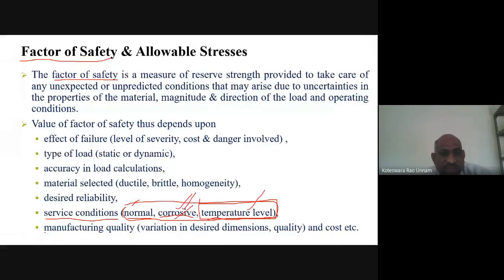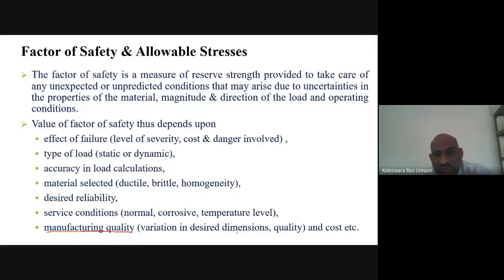Then you have the manufacturing quality. This is also one more important thing. When manufacturing a component, generally the design engineer will design the component for good quality. That means the surface finish of the component should be good, and not only that, the desired dimensions should also be accurate. If the design engineer has designed for one dimension, but the manufacturing facility cannot produce the exact desired dimensions, then there is a deviation from the design calculations. In that case, the design engineer needs to provide a factor of safety to accommodate these variations in the dimensions of the component.